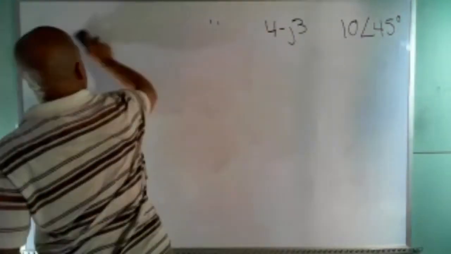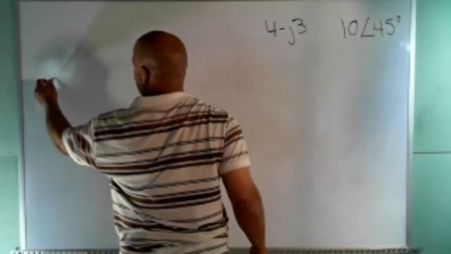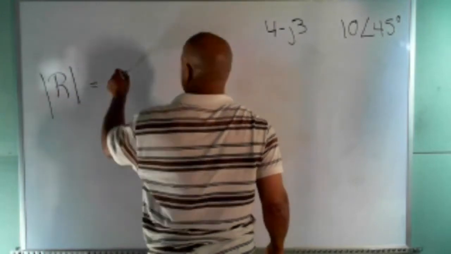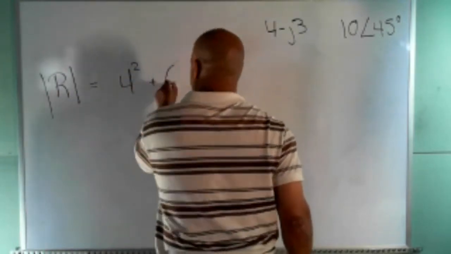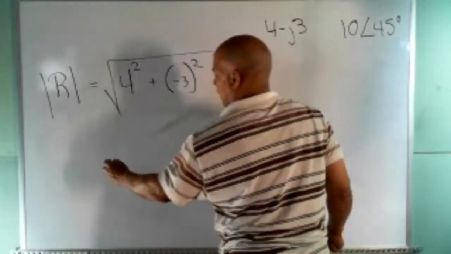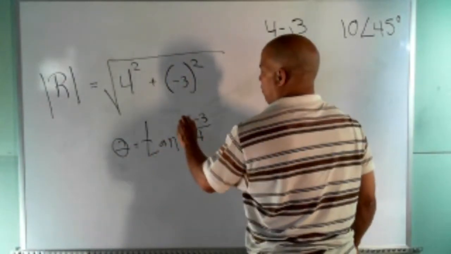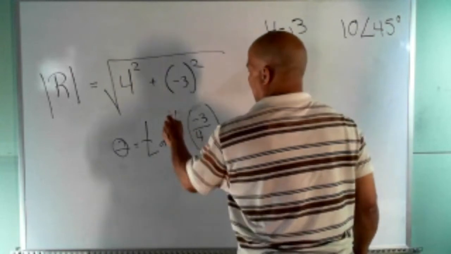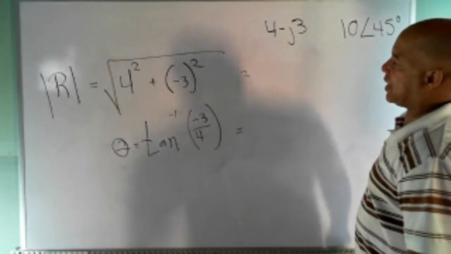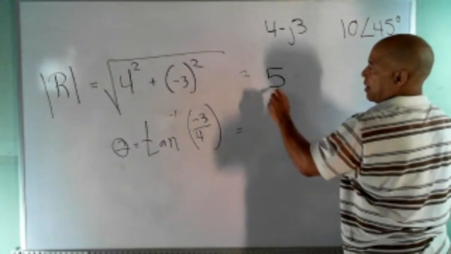Get rid of these. So I got to get my radius back there. I got 4 squared plus negative 3 squared, square rooted. And then for the angle, I get the inverse tangent of minus 3 over 4. 16 and 9, that's going to be 5, right? Yeah, that's 5.